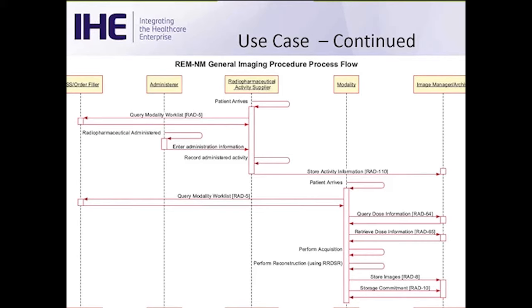So it's typical, the order filler receives an order. Then the patient arrives and the RAS goes ahead and queries and retrieves the worklist information, very much like a modality. It now knows the patient demographics. The technologist then administers the radiopharmaceutical, and then that time is entered and the amount of activity is computed at that time for that patient, and then the report can be created and sent to the image archive, which is the store activity RAD 110.